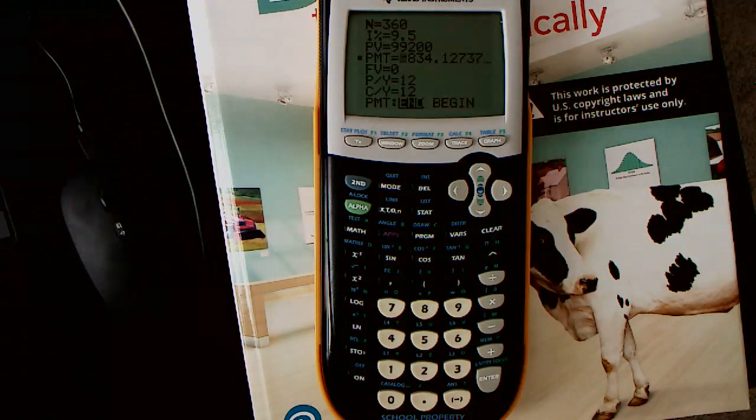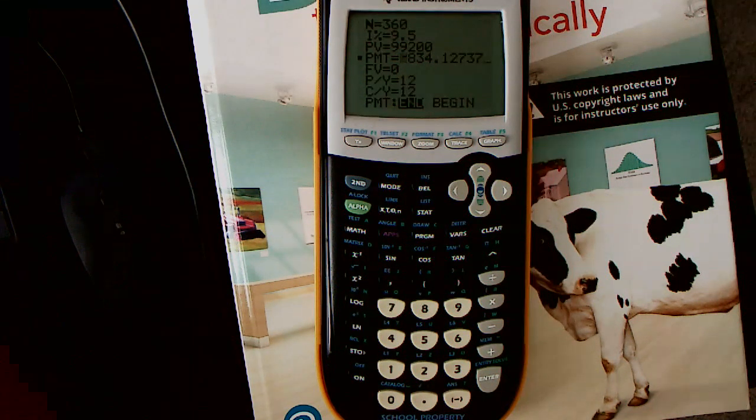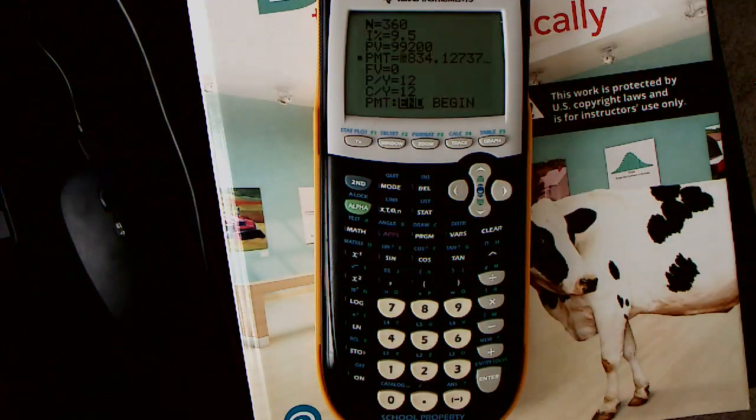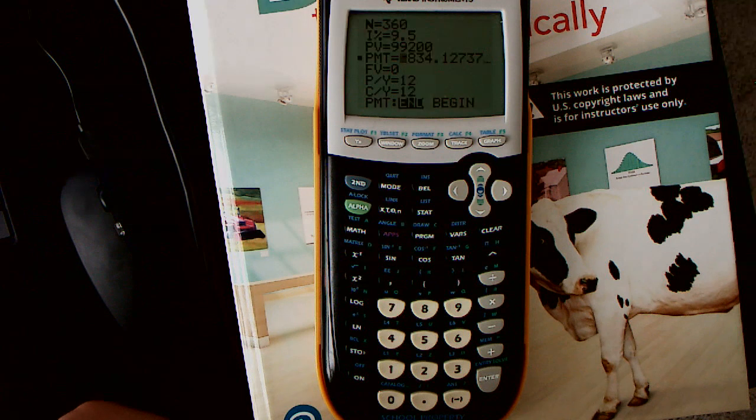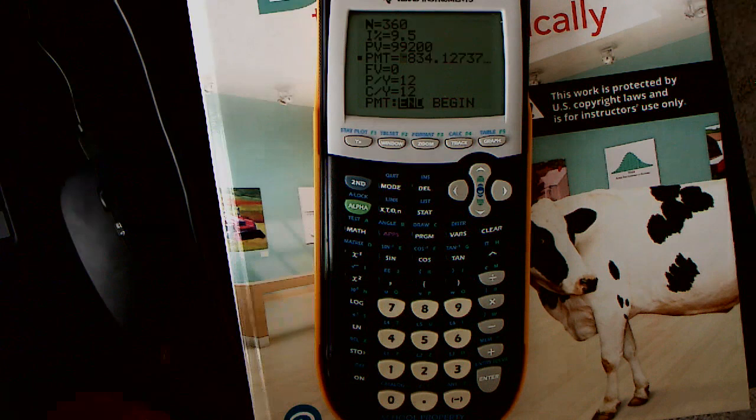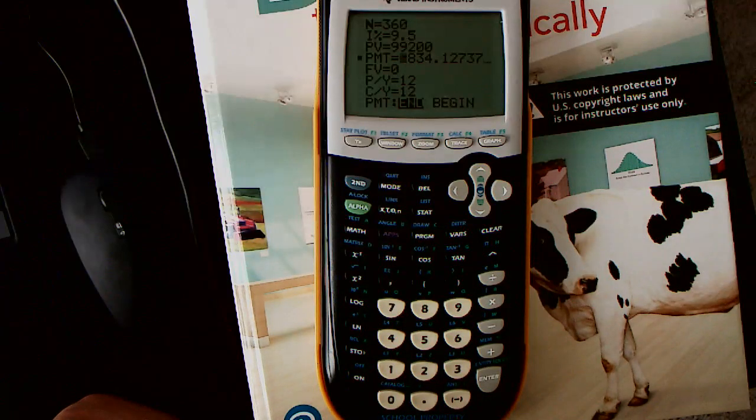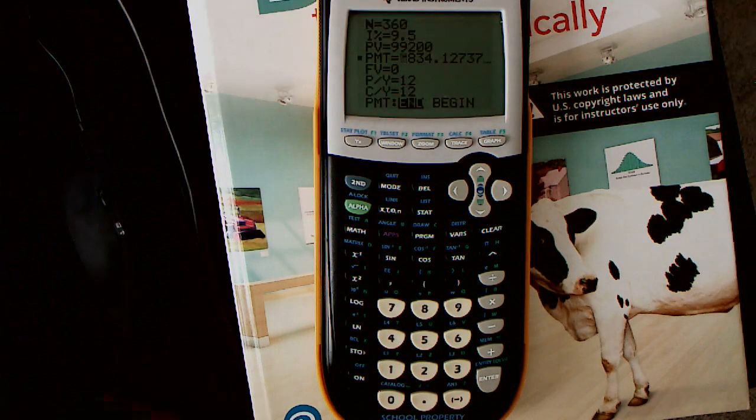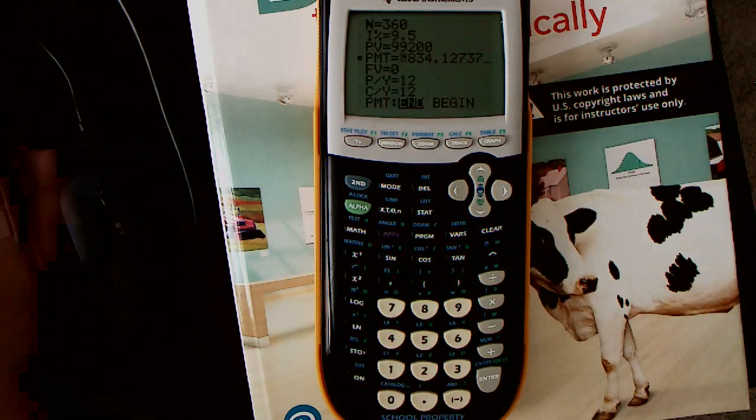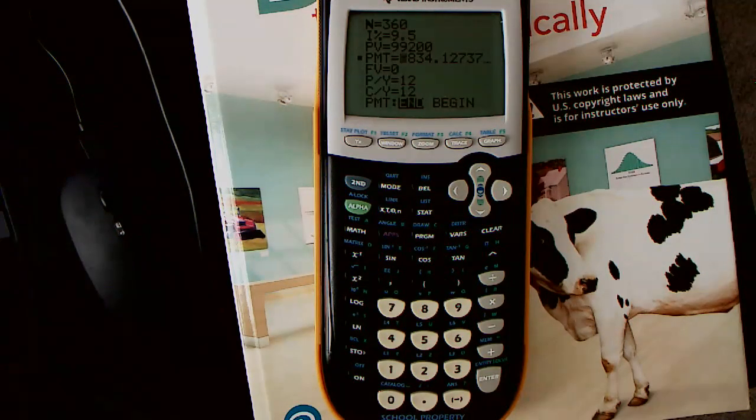$834.13. Let's see, how do we round it? How does the question require us to round? Round it to the nearest dollar. So we would have $834. Because it says round to, it doesn't say round up to, so we follow the normal rounding rule. $834. With the app, the calculation is a lot easier.